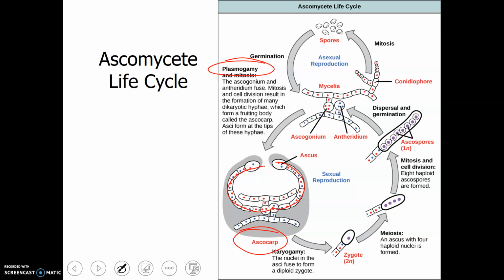The nuclei in the asci fuse, and that produces a zygote. And the zygote is diploid. You can see the nucleus is purple because red and blue make purple. And the zygote undergoes meiosis, and the ascus now has 4 haploid nuclei. Those haploid nuclei undergo mitosis. They double and form 8 ascospores, which are haploid again. And those ascospores will germinate into mycelia.